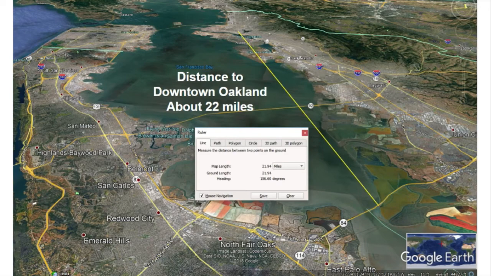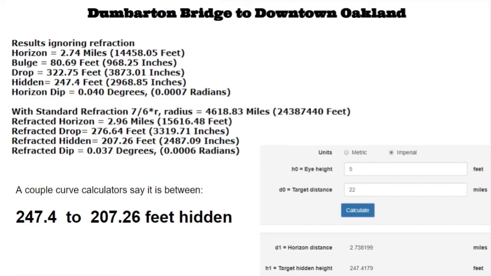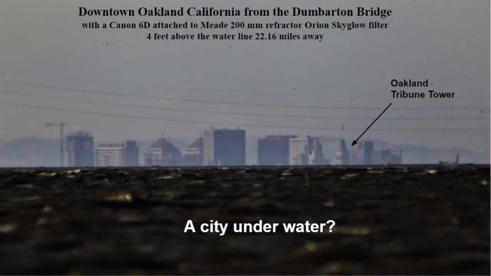Next subject was downtown Oakland. It's about 22 miles away from the Dumbarton Bridge. About 21.94, depends how precise you want to get. I tried to pick out the Tribune building. That'll become obvious in a moment. The curve calculator says there should be about 207 to 247 feet hidden. Okay. There's downtown Oakland. A lot of it's underwater, and it's kind of hard to deny that.